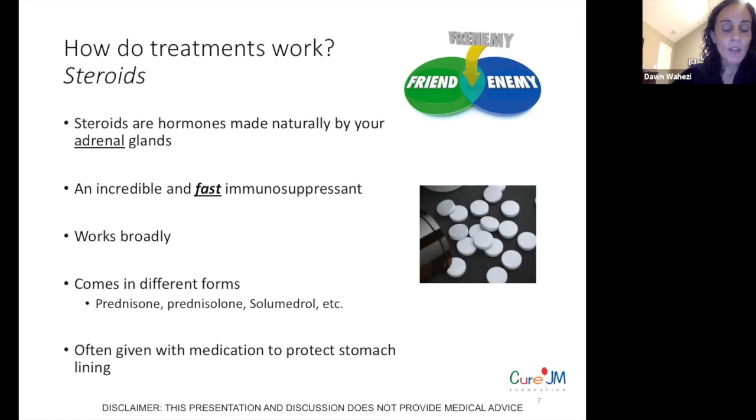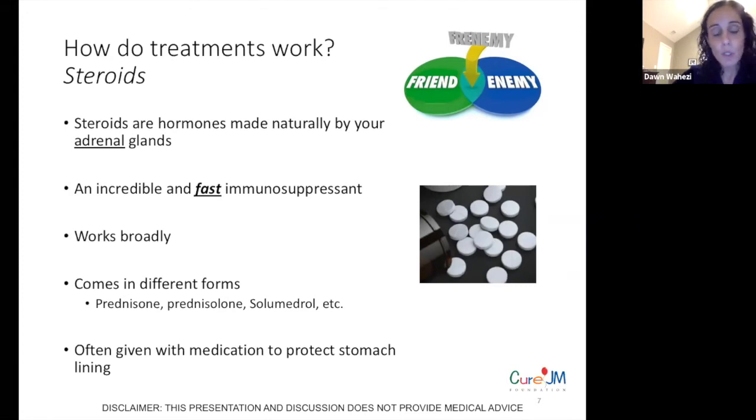But they work incredibly fast, and they're incredibly strong, so they can really get control of that inflammation very quickly. When you have someone who's been suffering for some time, who's very weak, who maybe has organ involvement, we really want to get control as quickly as possible, and the steroids can help us to do that. The problem is that they work very broadly, so they can also have a fair number of side effects, which I'm going to go through. Trying to mitigate some of those side effects is something that we work through carefully.